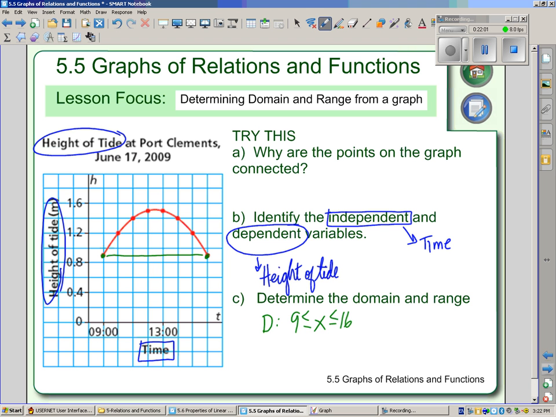And so then when I look at my range, it's only from this point to that point. So my range is between, and what would this be? 0.9 and 1.5 meters. And that would be what my range would be. Right, so we have to do a little bit of work. We need to actually be able to look at our graphs to see what we have.